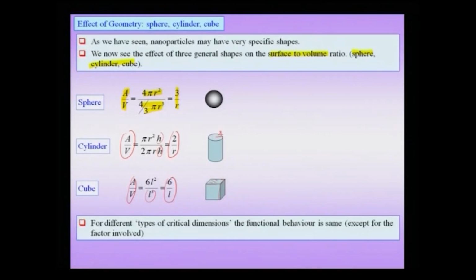So, it is clear by considering these 3 geometries that if I am talking about various types of critical dimensions, and of course, when I mean various types, here I am talking about the radius of the cylinder, here it is the radius of the sphere, and here is the edge of the cube, the functional behavior is very, very similar. Of course, we can clearly see that the factor involved is very different. Here it is a factor of 6, here it is a factor of 2, here it is a factor of 3, but for these simple geometries which I have considered here, the functional behavior is very, very similar.